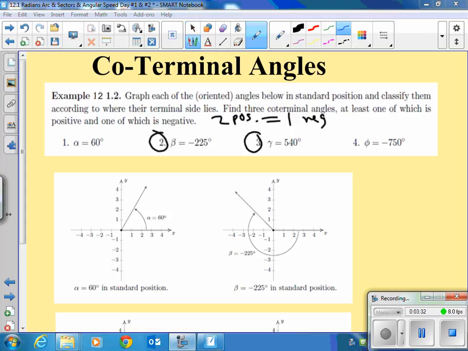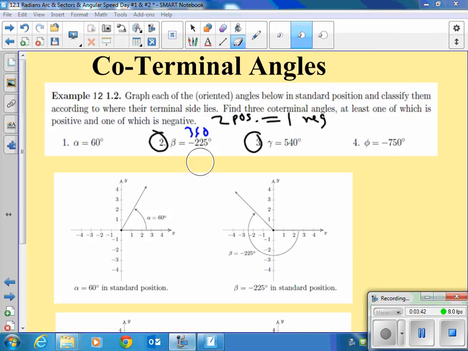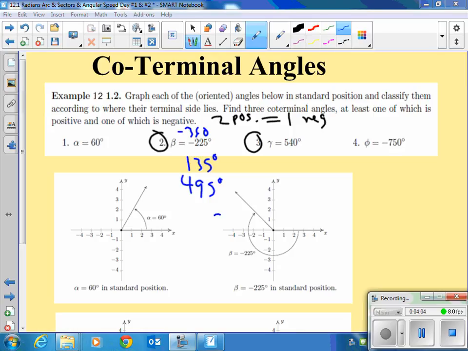So for this negative 225, if I add 360, let's see, I'm going to get 135. Does that sound right? Yep. And then if I add another 360, I'm going to get 495. If I subtract 360, now I'm going to have negative 585. And so these are 3 coterminal angles that you're going to have by adding or subtracting how much? 360. Add or subtract 360.